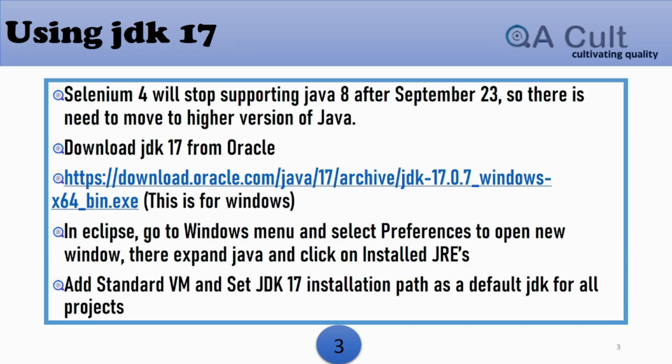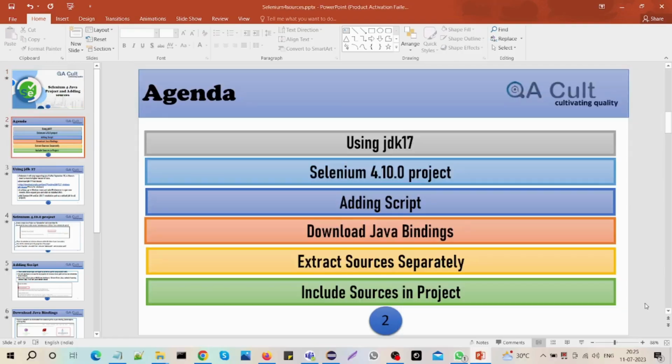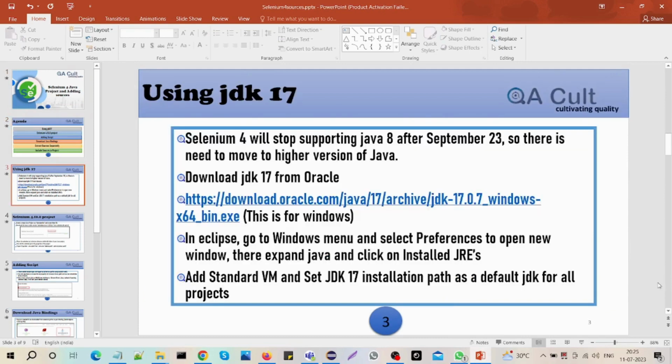So first of all, I will tell you why we should use Java 17, JDK 17. Selenium 4 will stop supporting Java 8 after September 23. So there is a need to move to a higher version of Java. We can download JDK 17 from this path.